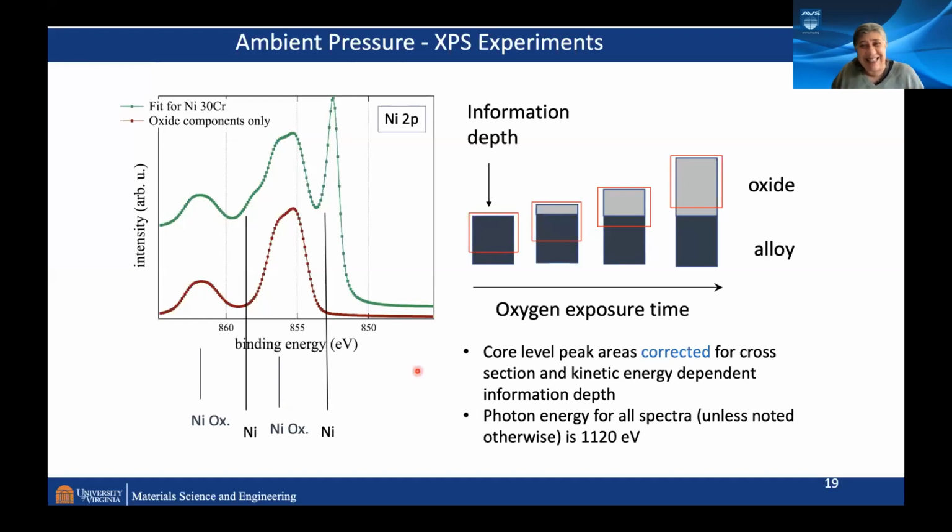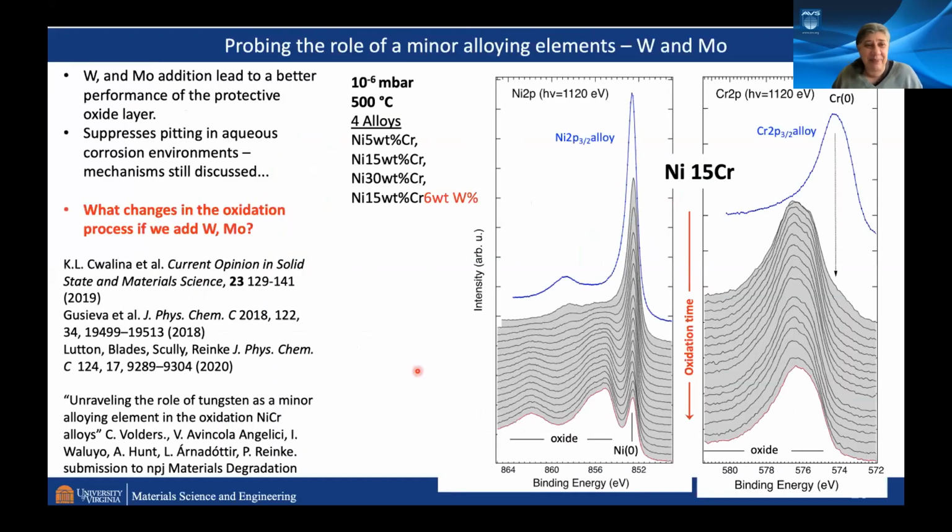Okay, let's get started and look at the results. So these are all the alloys we used, 3 binary alloys and 1 ternary alloy where we added 6% tungsten, at 10^-6 millibar during the experiment. So you don't want to be too fast, you still want to see what happens. 500 degrees Celsius, which really is the regime where the 2 oxides battle it out.